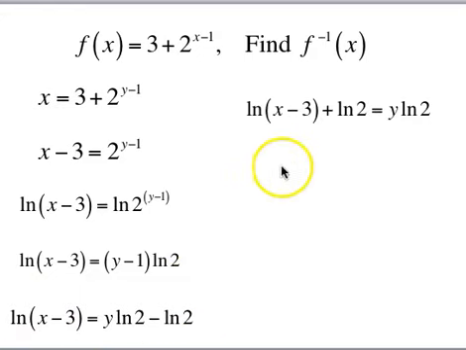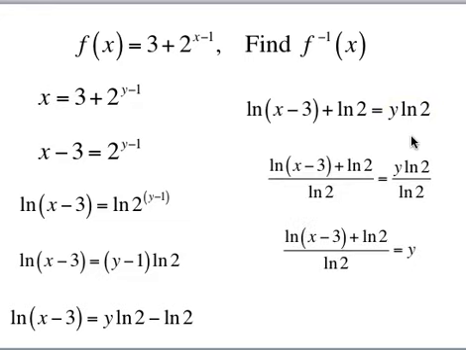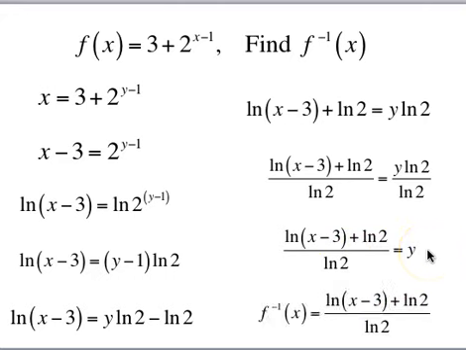So adding natural log 2 to both sides, I get natural log of x minus 3 plus natural log 2 equals y times natural log 2. My goal is to solve for y, so divide both sides by natural log 2. And what's left is this: natural log of x minus 3 plus natural log 2, divided by natural log 2, is y. And that is f inverse of x. We've solved for y. So f inverse of x is natural log of x minus 3 plus natural log 2, over natural log 2. You could have used log base 2 instead. I prefer to use natural log because it's easier to use graphing utilities and calculators and such. And that will conclude this lesson.